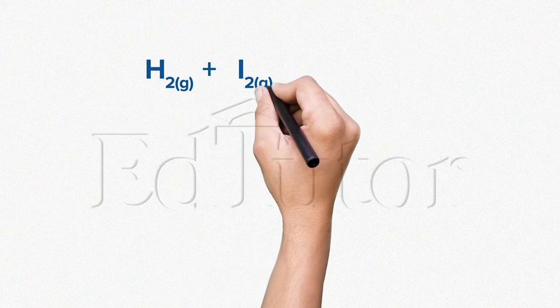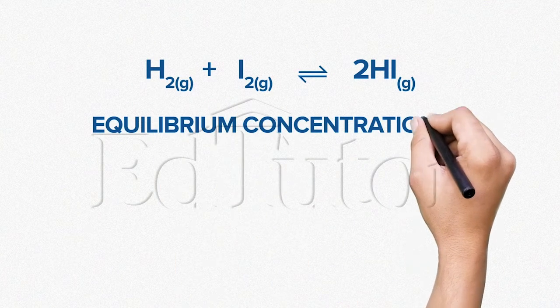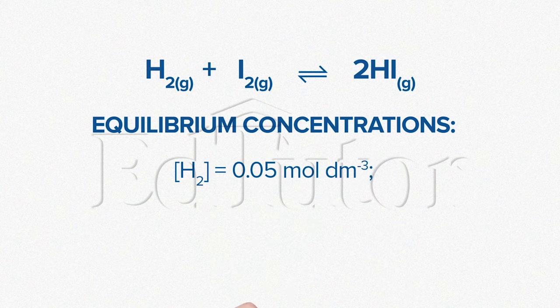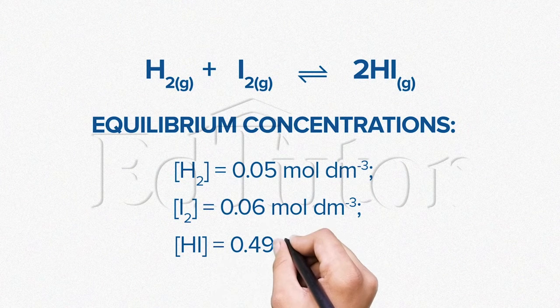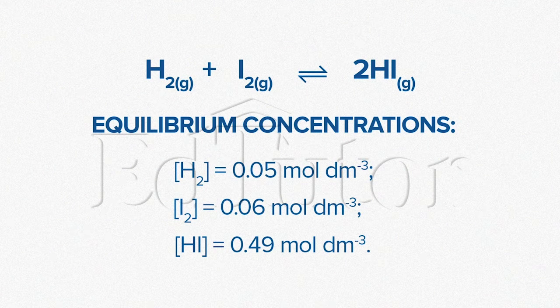In this equation, we have the concentrations of hydrogen, 0.05 mole per decimeter cube. The concentrations of iodine, 0.06 mole per decimeter cube. And the concentrations of hydrogen iodide, 0.49 mole per decimeter cube. These are all at equilibrium, and we are required to find out the equilibrium constant.